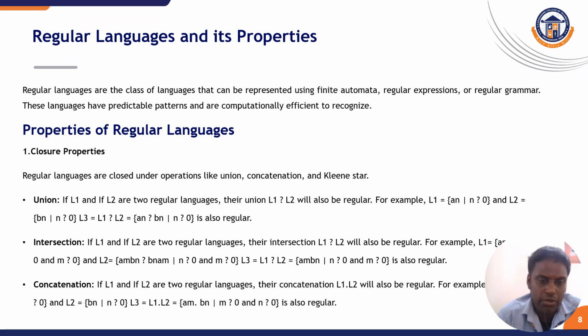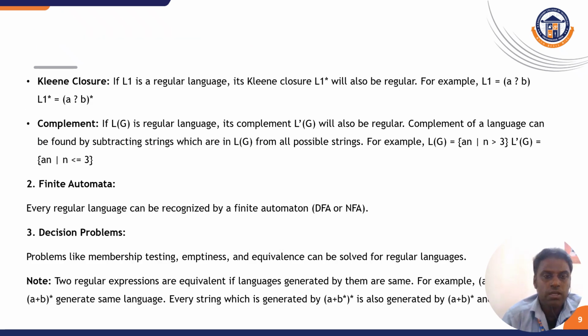Likewise intersection: if L1 and L2 are regular languages, then the intersection of L1 and L2 will also be a regular language. The third one is concatenation. If L1 and L2 are regular languages, then the concatenation will also provide a regular language. The next one is Kleene star. If L1 is a regular language, then the Kleene star of L1 will also be a regular language. Complement: if L(G) is a regular language, then the complement L'(G) will also be a regular language. So these are a few examples of closure properties.